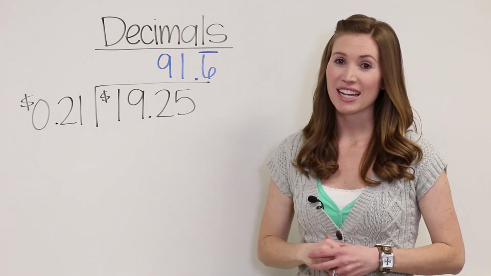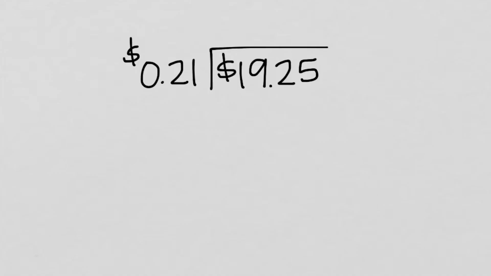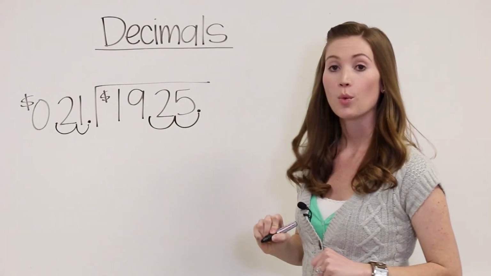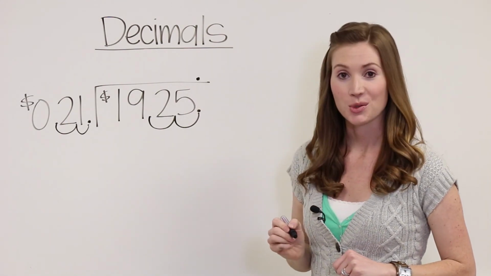Now if you got a different answer, that's okay. Let's do the problem together. Now the first thing we need to do is move our decimal points. So we're dividing by a whole number. 21 cents will become $21. Now we're going to move our decimal point in our dividend twice as well. 1, 2. We'll move up our decimal point and divide as usual.